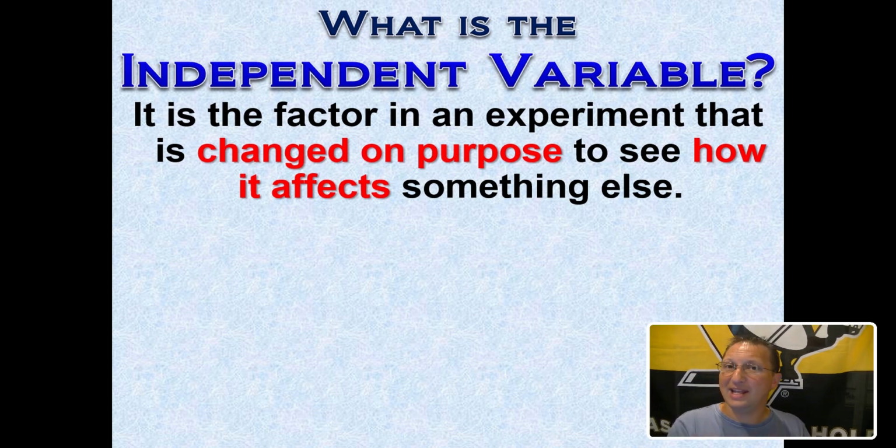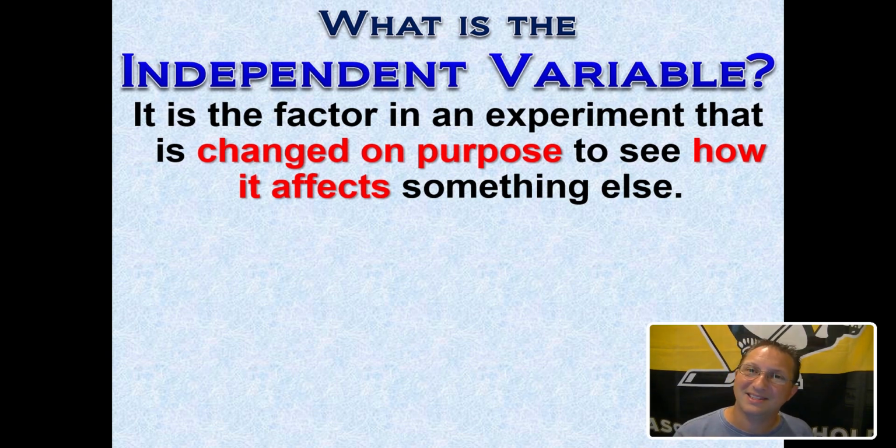So what was changed between those two rooms? The same test, the same desk, everything was the same, but the only thing that was different there was the sound of the room, the noise level of the room. So that would be the variable that we changed. We did that on purpose. Why?